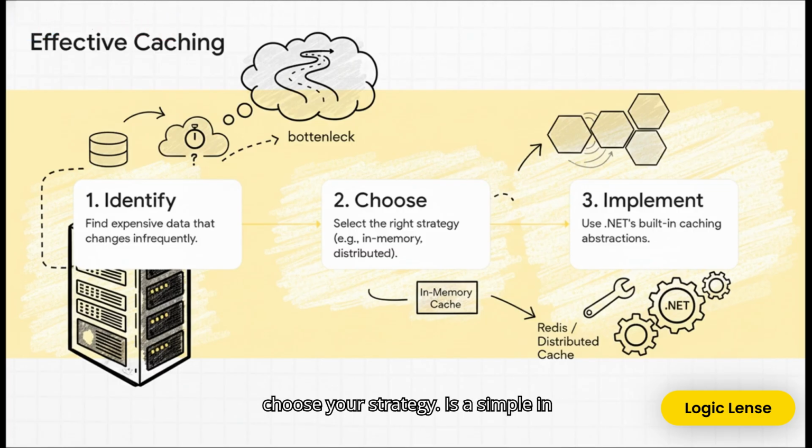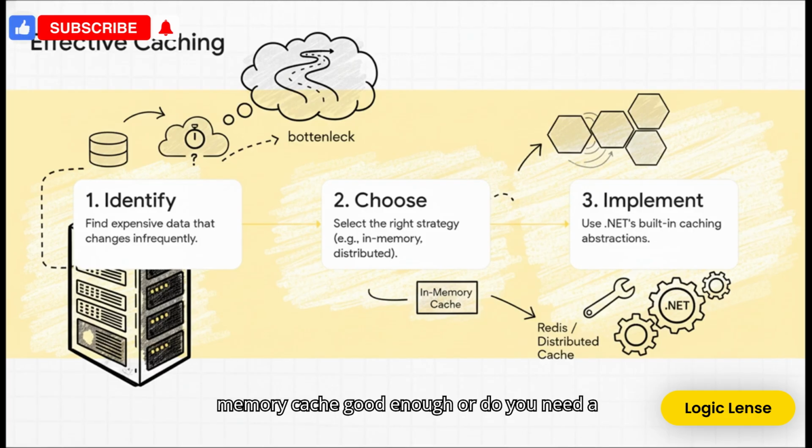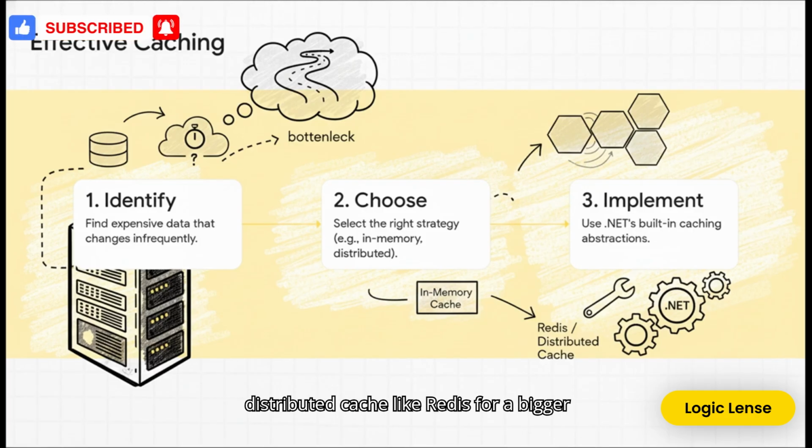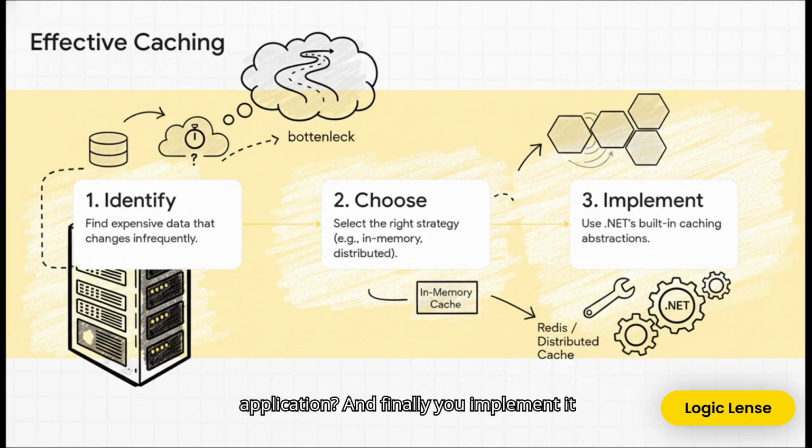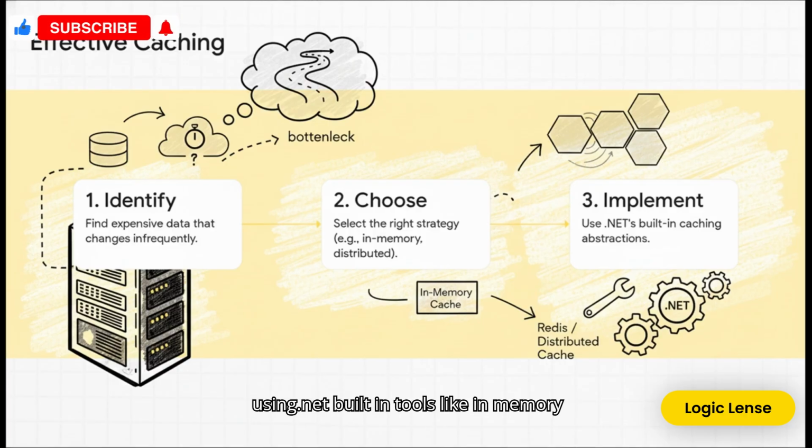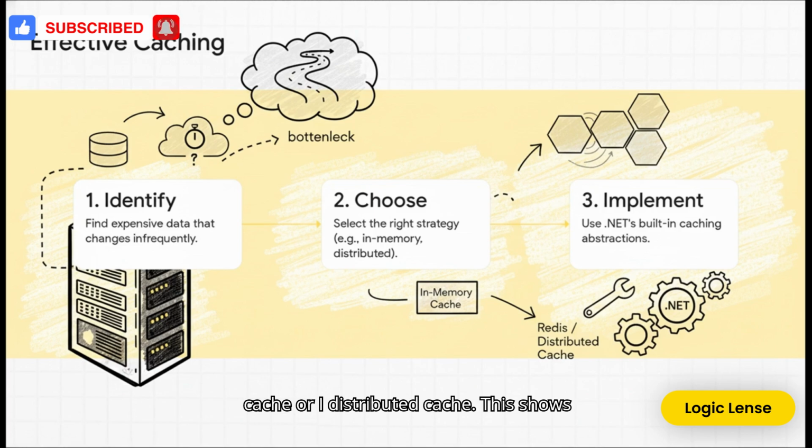Second, you choose your strategy. Is a simple in-memory cache good enough, or do you need a distributed cache like Redis for a bigger application? And finally, you implement it, using .NET's built-in tools like IMemoryCache or IDistributedCache. This shows you don't just write code, you actually think and strategize.